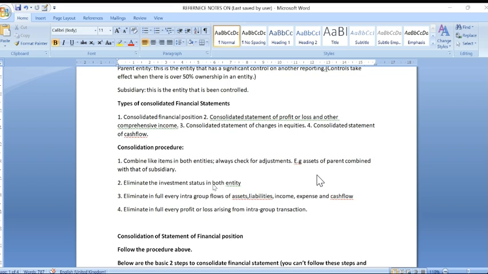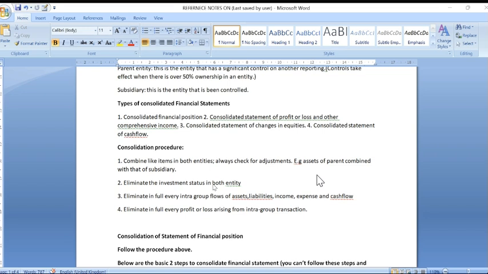So there are 4 main types of statement that you are to learn how to consolidate. Number 1, the statement of financial position. Number 2, the statement of profit or loss and other comprehensive income. Number 3, the statement of changes in equity. Please be writing, it's important you write. And number 4, the statement of cash flows. All of these statements are very, very simple to consolidate.